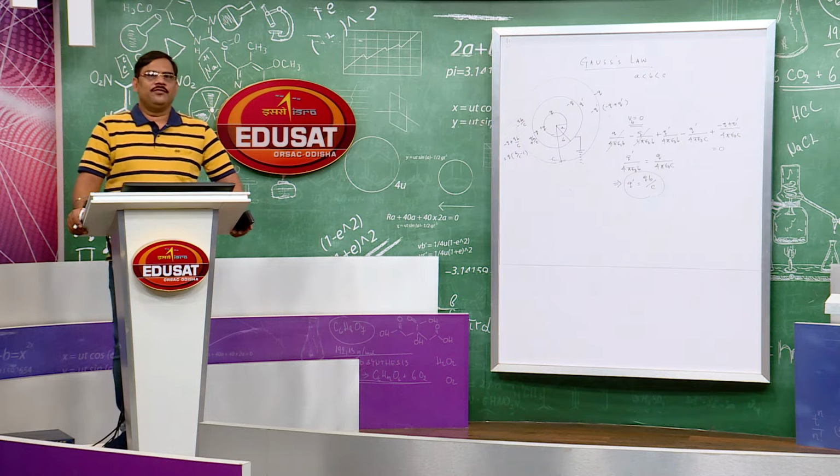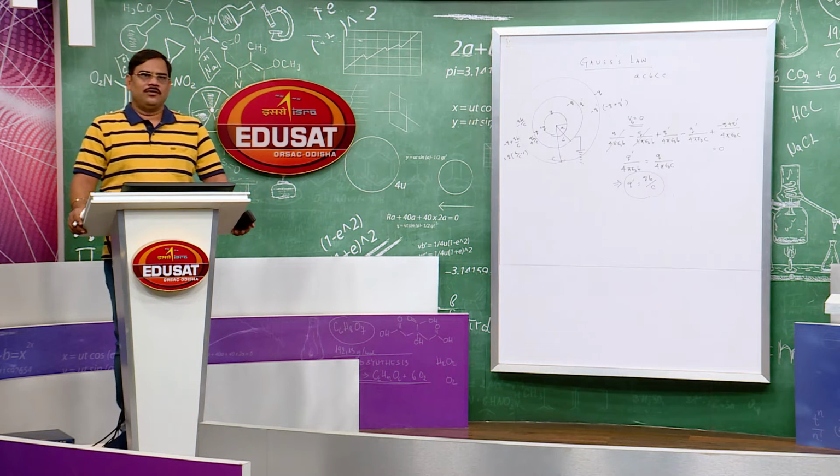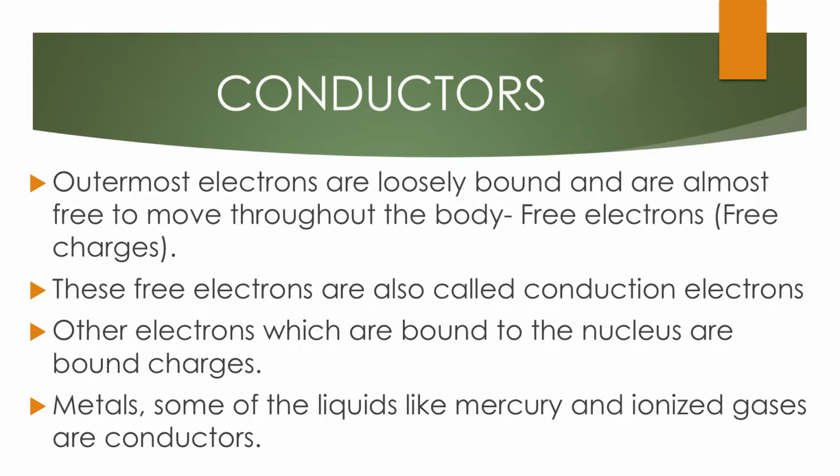Now, let us discuss the free and bound charges in the case of conductors and insulators. Conductors are those where the outermost electrons in atoms are loosely bound and are almost free to move throughout the body. These are known as free electrons, or we can say free charges moving around the body. These free electrons are also called conduction electrons. Other electrons which are bound to the nucleus are known as bound charges.